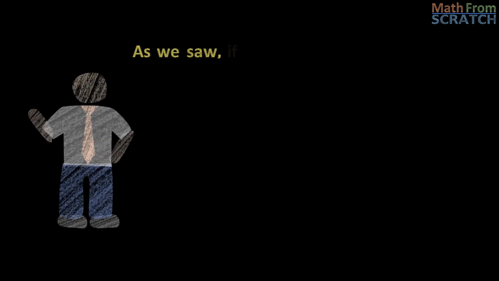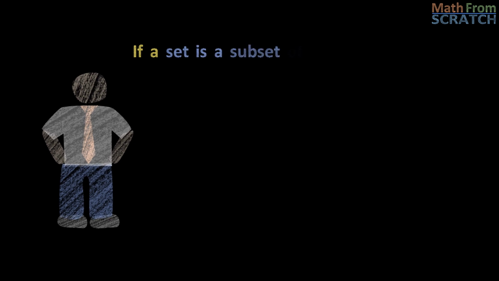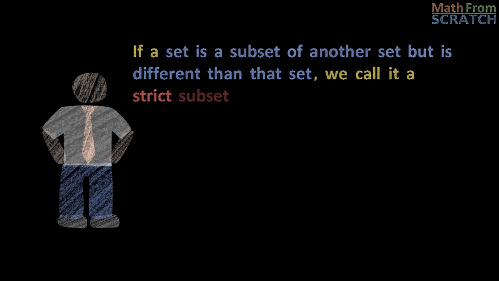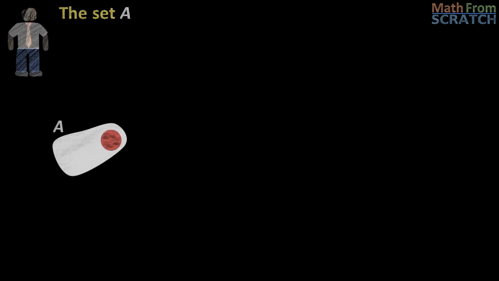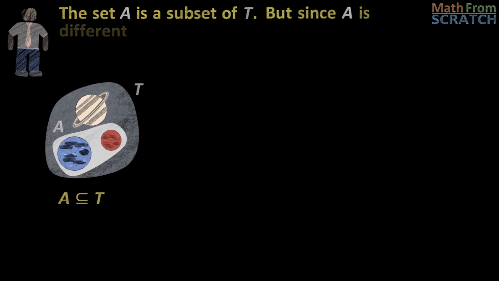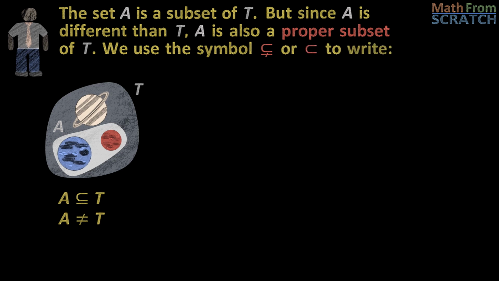As we saw, if two sets are equal, then one is a subset of the other. If a set is a subset of another set, but is different than that set, we call it a strict subset, or a proper subset. The set A, {Mars, Neptune}, is a subset of T, {Mars, Saturn, Neptune}. But, since A is different than T, A is also a proper subset of T. We use the symbol ⊂, or ⊊, to write A is a proper subset of T.